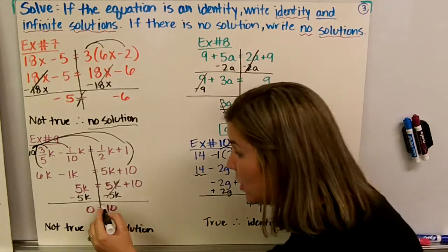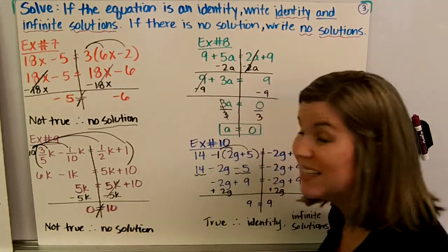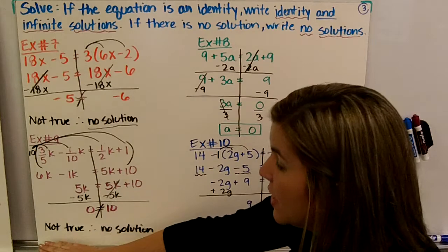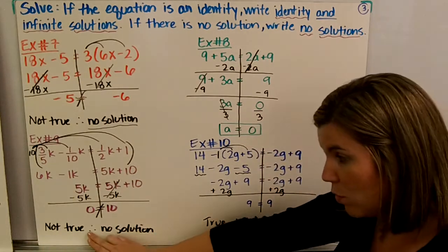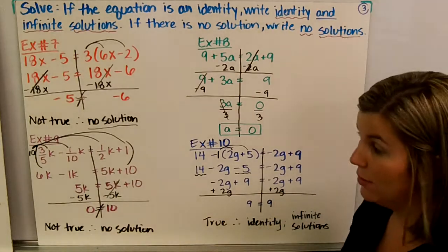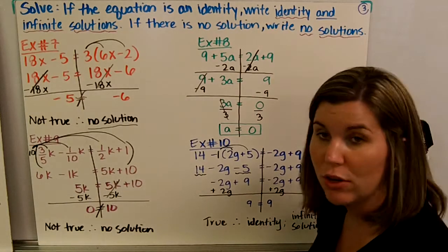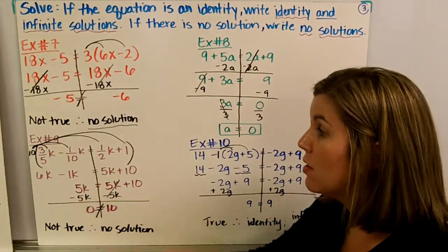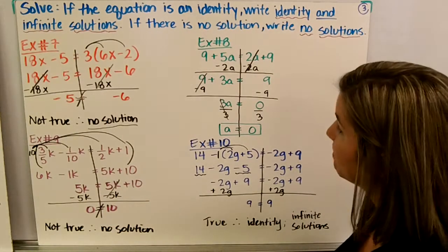0 is not equal to 10. So this is not true. Therefore, those 3 dots in a triangle mean therefore. There is no solution to this equation. No matter what value you choose for k, the left side of the equation will never equal the right side.